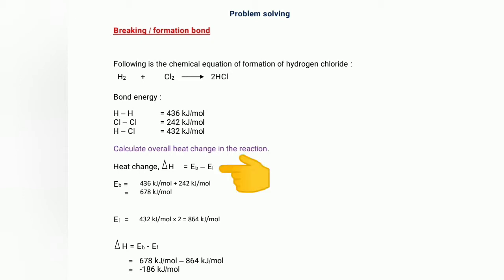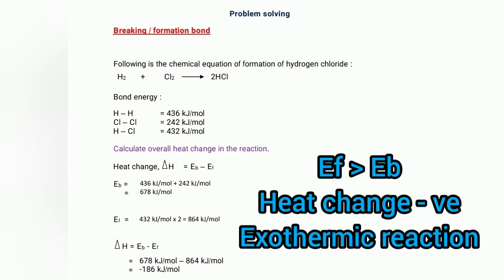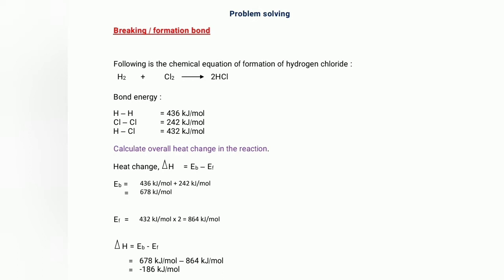Heat of reaction equals EB minus EF, where EB is the total energy absorbed during the breaking of bonds and EF is the total energy given out during the formation of bonds. If bond formation releases more energy than is required in bond breaking, meaning EF is bigger than EB, then the heat of reaction equals EB minus EF. The value is negative, so the reaction is exothermic.